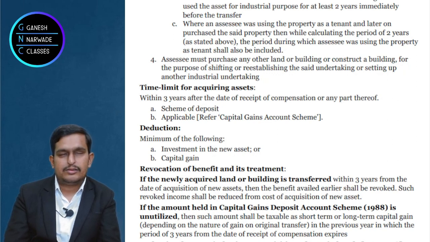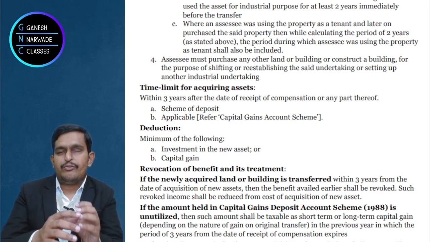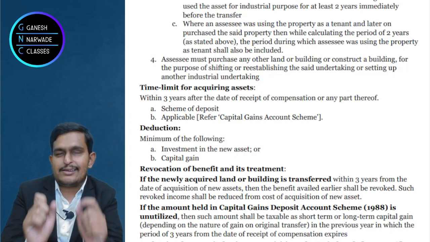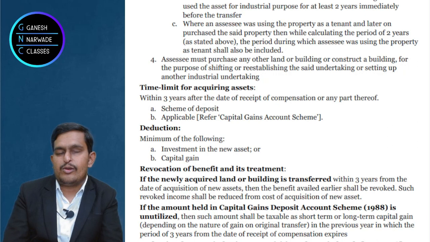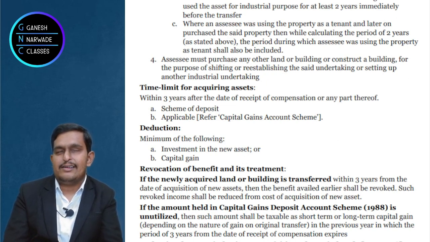That's it. Now I'll tell you that if you sell this new industrial undertaking within 3 years, then the deduction, just as I said, whichever is lower you will get as the deduction. That deduction will be taxable, and it is not directly taxed. It is taxed by reducing it from the cost of acquisition of the new industrial undertaking. You did not understand, right? No problem, I'll tell you.